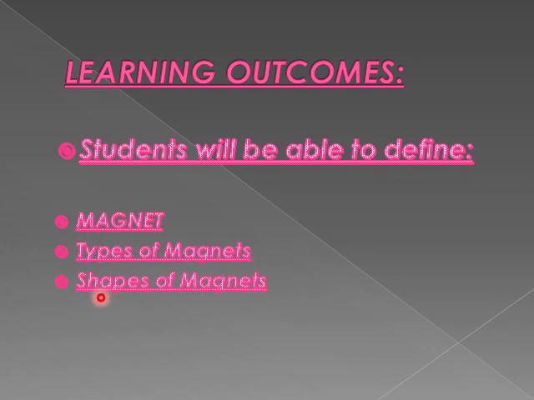So, my dear students, what is the third learning outcome? That is the shape of magnets. So, how many types of shapes are there of magnets, my dear students? Think. Yes, there are four shapes of magnets.